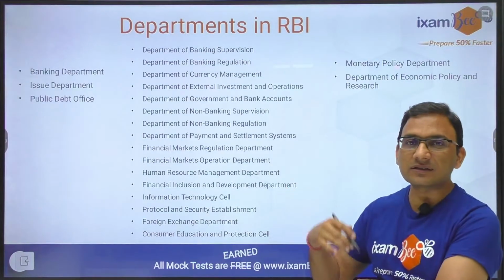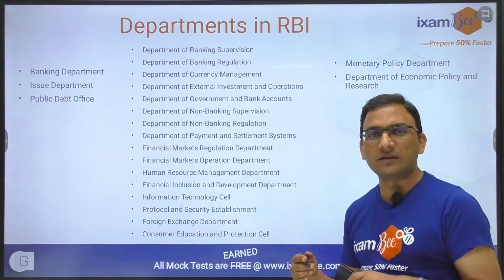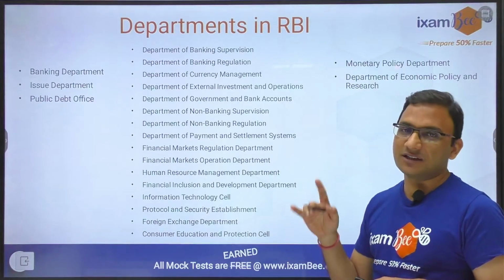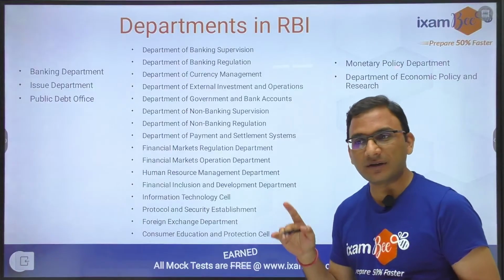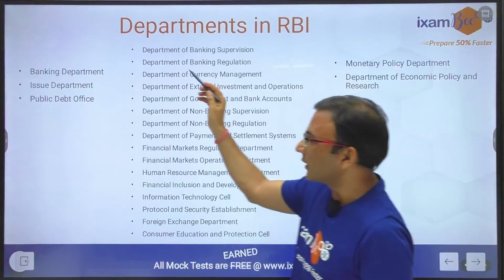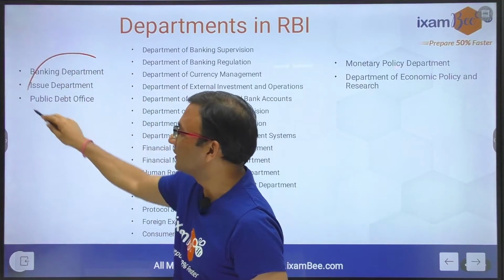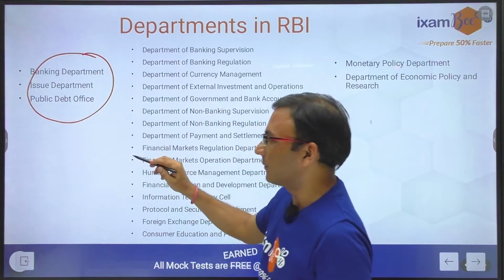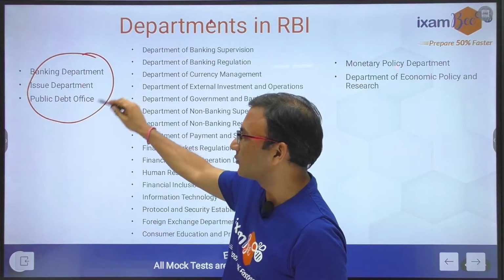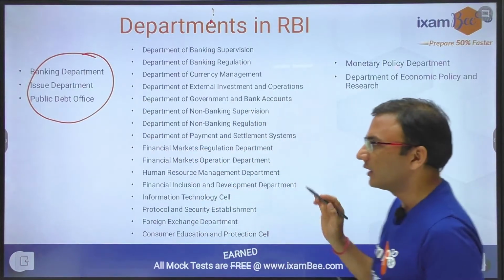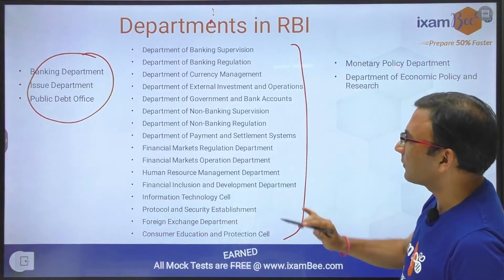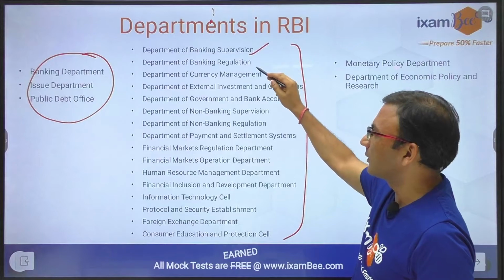You can see this is the level where you are going to reach from RBI Grade B, both general and specialized. Specialized means DEPR or DSIM people can grow up to that level. So what are these specialized departments? These are called operational departments. Nobody will ask you in the exam, but I am telling you, banking department, issue department, PDO, public debt office are operational departments. These are the other specialized departments like Department of Banking Supervision Regulation.